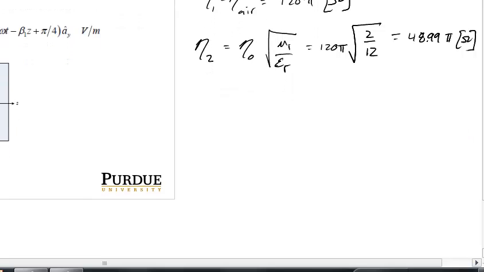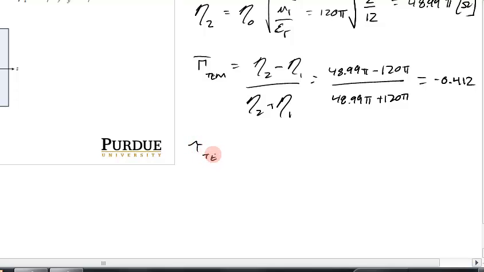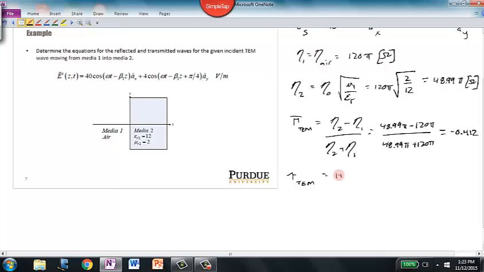I can now determine the reflection coefficient for the TEM mode and the transmission coefficient for the TEM mode just by using the formula eta 2 minus eta 1 over eta 2 plus eta 1, and so that's going to be 48.99 pi minus 120 pi over 48.99 pi plus 120 pi. And that gives me a reflection coefficient of minus 0.412. And the transmission coefficient, I think, is most easily calculated by just adding 1 plus the reflection coefficient. And so 1 plus minus 0.412 is equal to 0.588.